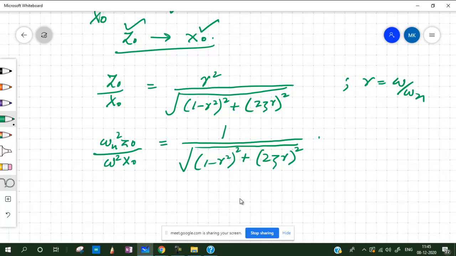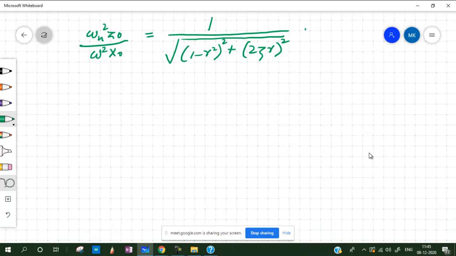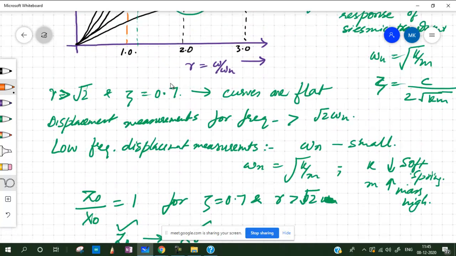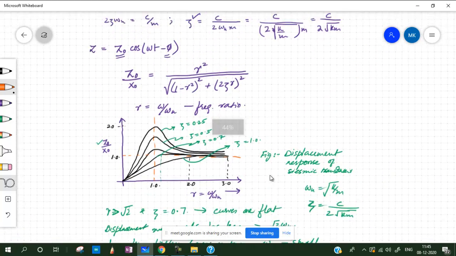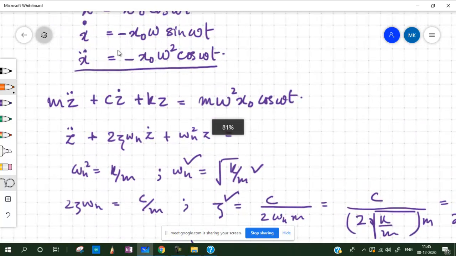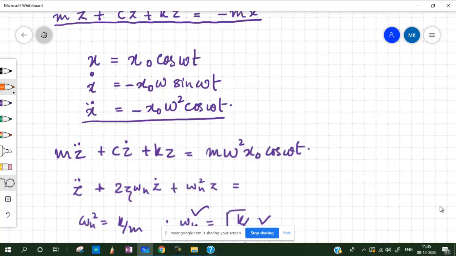All right, and if we plot now this expression, omega n square z naught by omega square x naught. Now if you remember, omega square x naught, which I am highlighting here, what is it? It is nothing but the amplitude of the input acceleration. So let me go back to the previous part, where we had defined the input somewhere here. Yes, this is the input acceleration that we had defined, position and then acceleration accordingly.